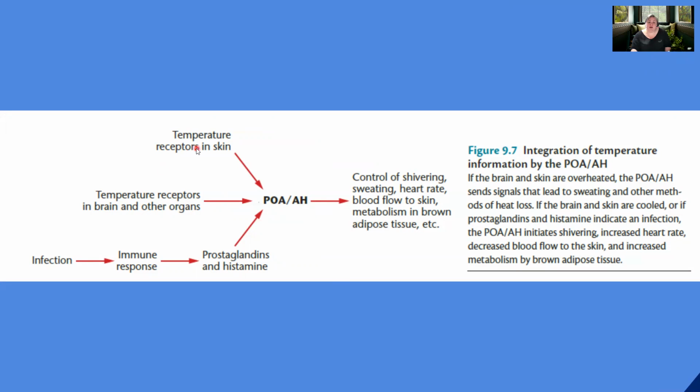And then here's an example where we're just in an environment and we're sensing the temperature differences on our skin, or temperature receptors in the brain and other organs could be triggered. And again, it's going to give that response of increasing the temperature, which will also be accompanied with shivering, sweating, heart rate, blood flow to the skin, etc. So all those different things associated with the change in temperature.